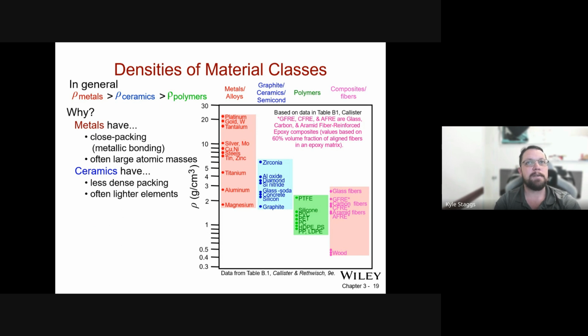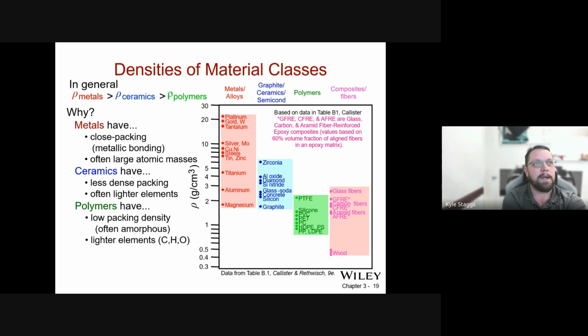The ceramics are going to be a little less dense. They often have lighter elements. And remember that a lot of their structure is based on the exchange of electrons rather than covalent bonding. So we've talked about some of the chemistry behind why those can be less dense. So they're often lighter elements than the metals, which have much higher atomic masses.